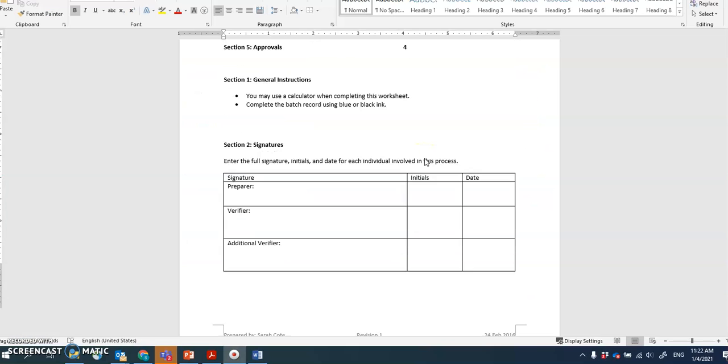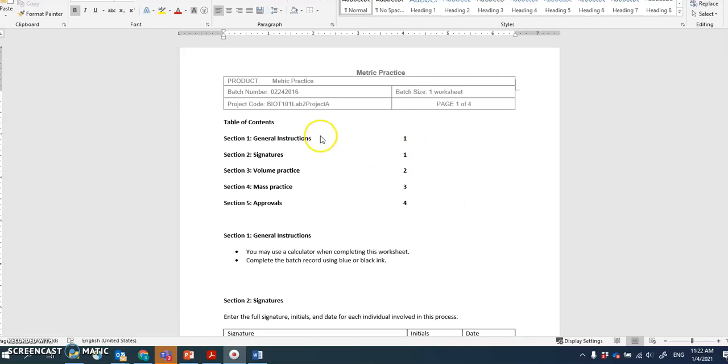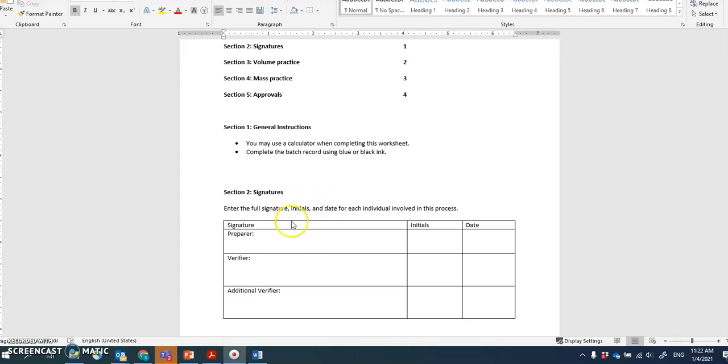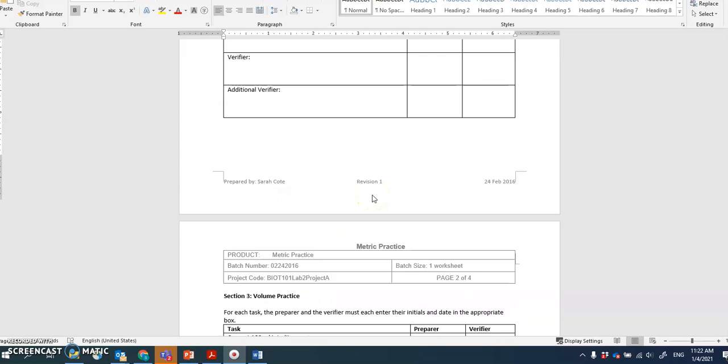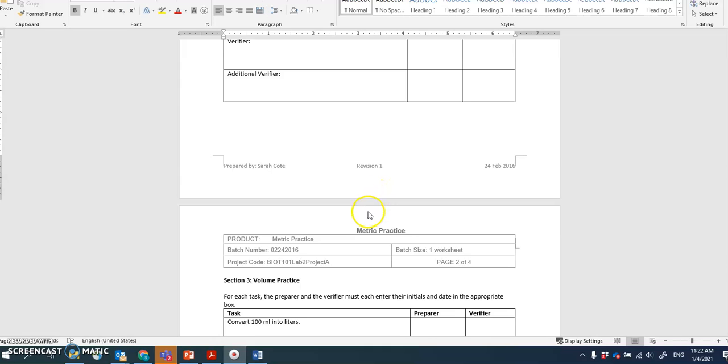So this is it. So that's the batch record. The batch record form looks like there's a table of contents, sections, and sections with blanks. You are the preparer. If you have a lab partner, the lab partner will be a verifier, initial and date, and probably I will be the additional verifier if you want to turn that in for your credit.